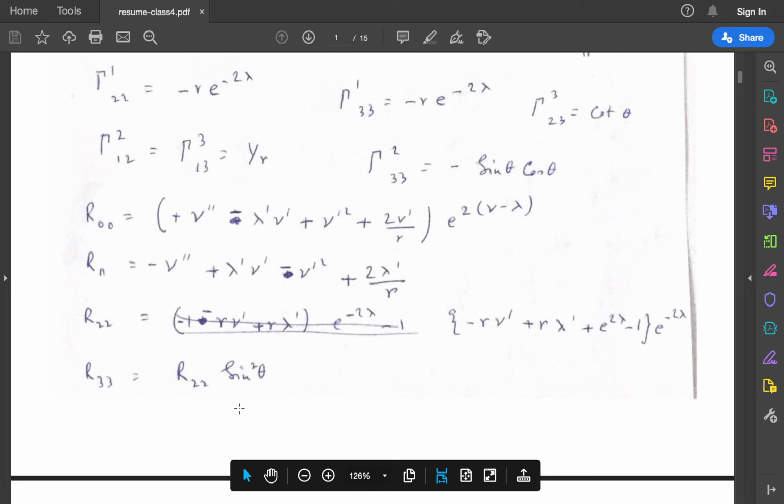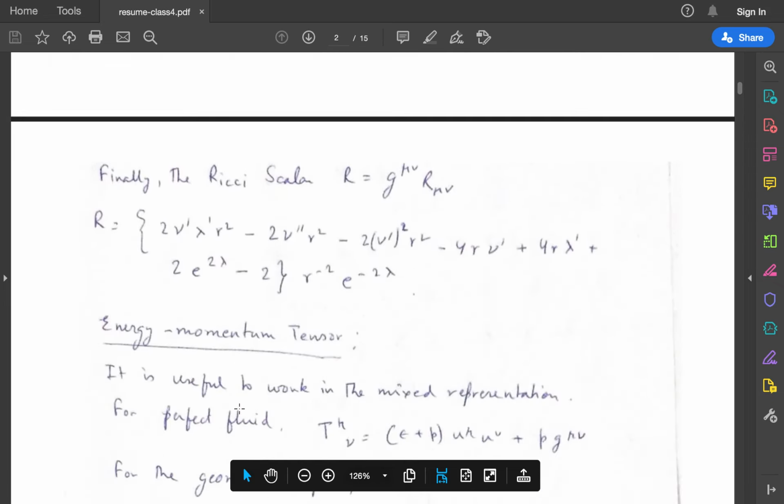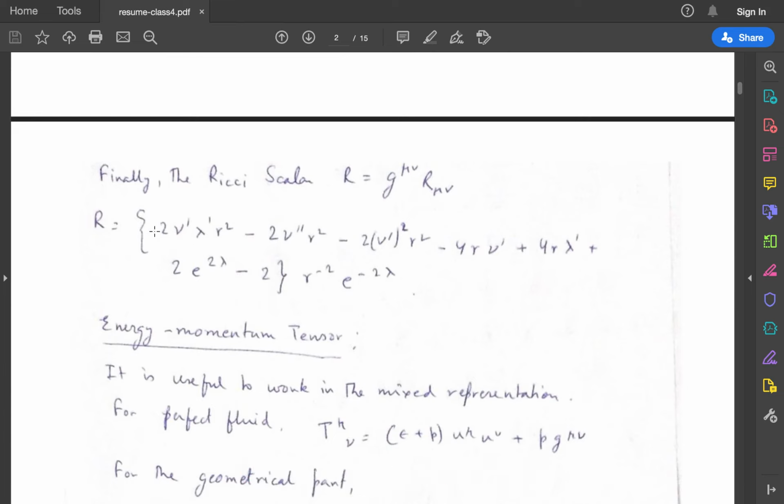So we have got the Ricci tensor. If we find the Ricci scalar, we can find it by this formula, which is given by this big equation. It has all the nu dash, lambda dash, r squared, nu double dash, lambda dash, and the exponential of twice lambda. So this is all the geometrical part.